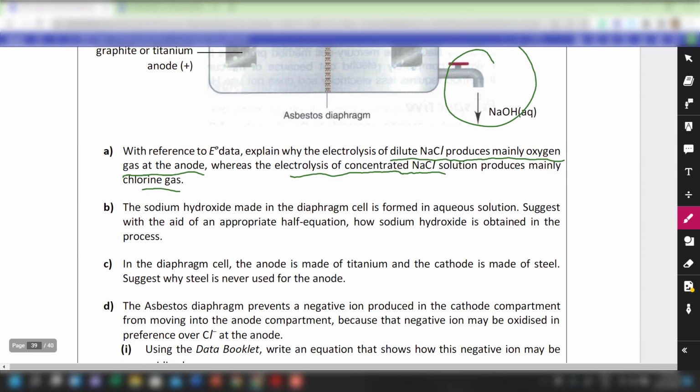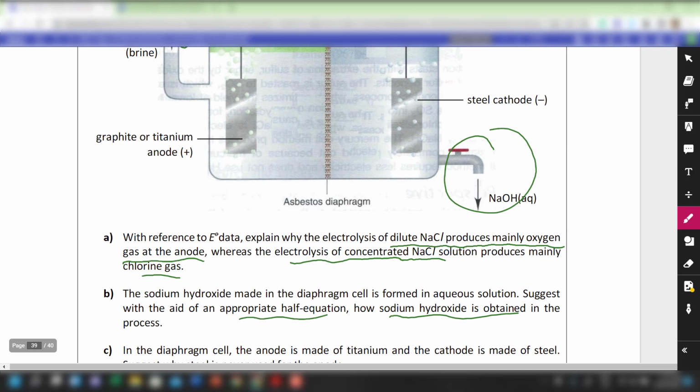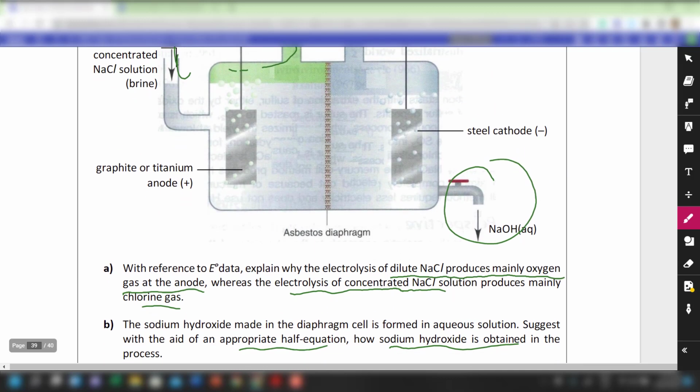And then for part B, the sodium hydroxide made in the diaphragm cell is formed in aqueous solution. Suggest, with the aid of an appropriate half equation, how sodium hydroxide is obtained. Yeah, so as mentioned earlier on, over at the cathode, the sodium will not be reduced, because it has a very, very negative reduction potential.